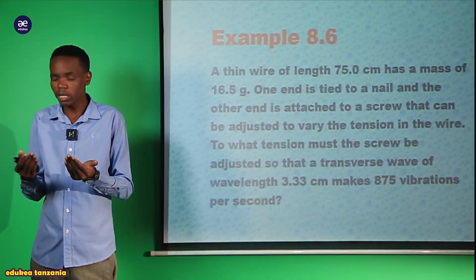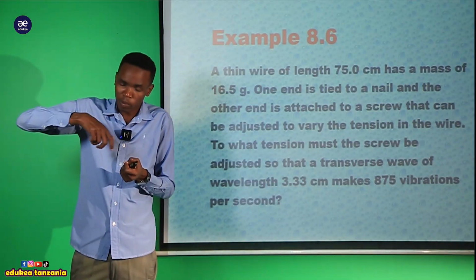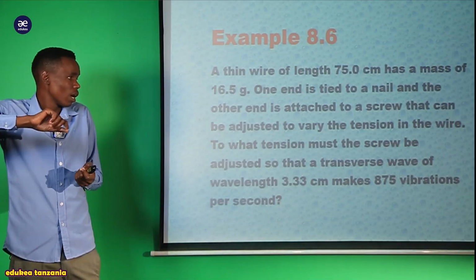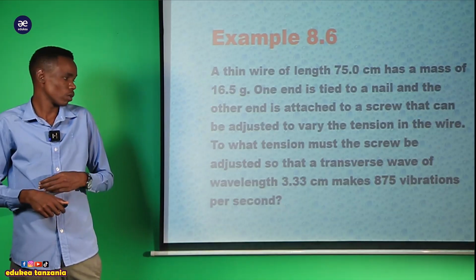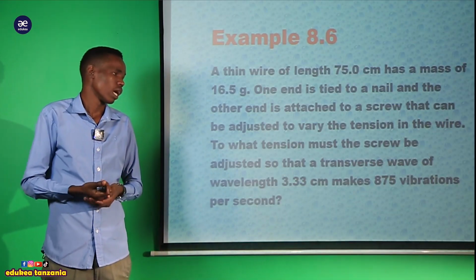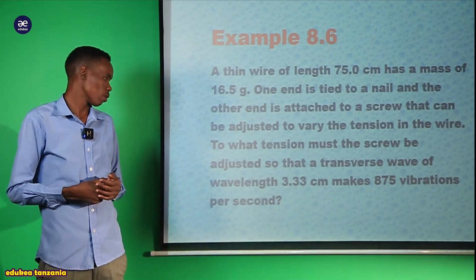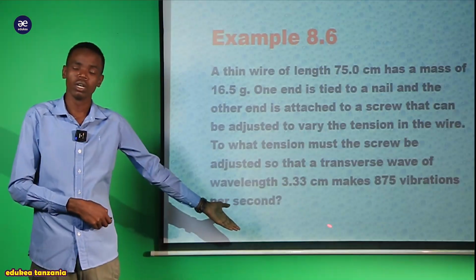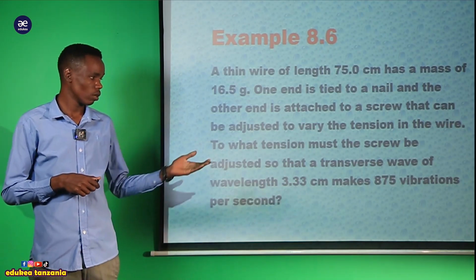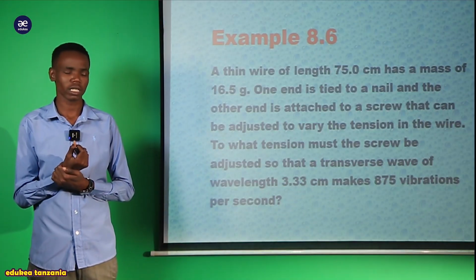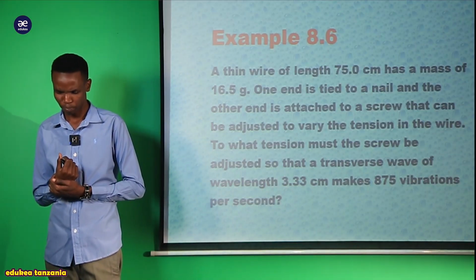Now, one end is tied to the nail and the other end to the screw, which is rotated and made to vibrate. He tried to start vibrating it, adjusting it. When he adjusted, the tension had to be formed in the wire, as we have been told. And the transverse waves form a wavelength equal to 3.33 centimeter, and make vibrations per second equal to 87.5, as we have been told, my dear students.